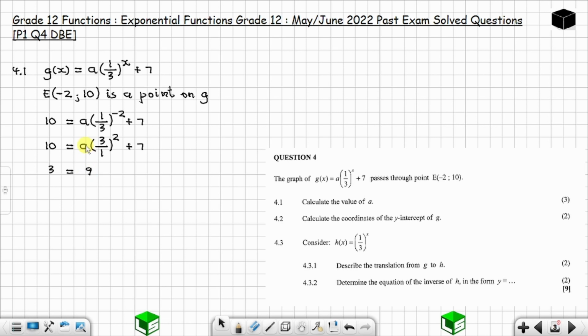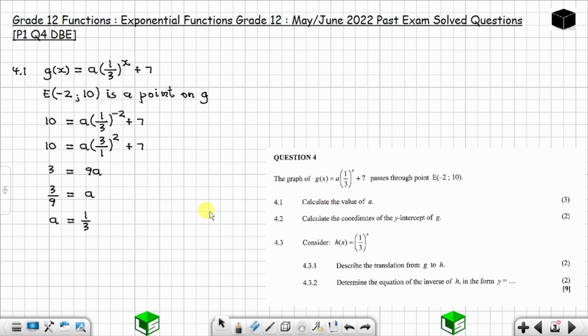So 9a. Now what you want to do is divide by 9 on both sides so that you can get your a. When you divide by 9, you get a equal to 3 over 9. You are dividing by 9 on both sides. This is what you get, and so a is equal to 1 over 3 when you simplify by 3. So this is the value of a, which is 1 over 3.